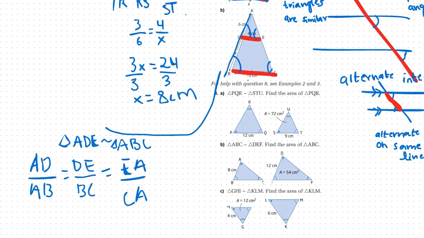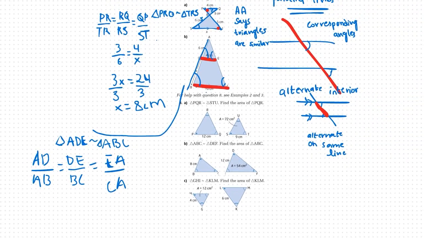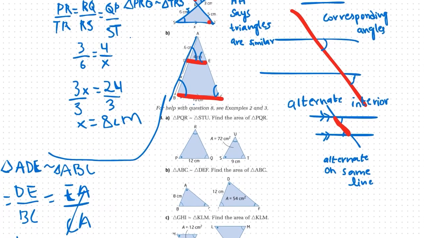And I'm finding x, so I don't need this one. EA upon CA, those values are not given, right? You can ignore that. So A to D is 6 centimeters, and A to B is x. D to E is 4, and B to C is 10.